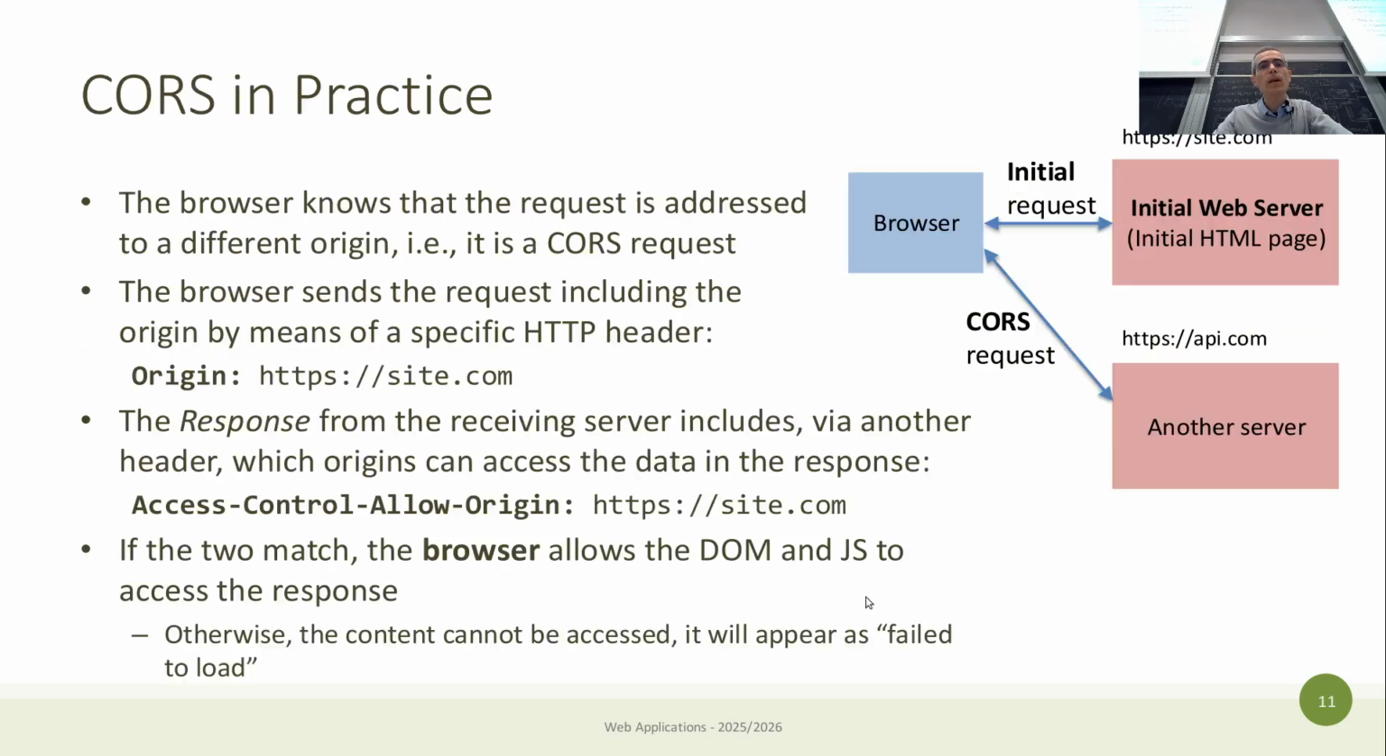Okay? And that's really convenient for our case, because on the API server, you can say, okay, every request from site.com is fine. Think about the bank: on api.bank.com, every request from bank.com is fine, okay?